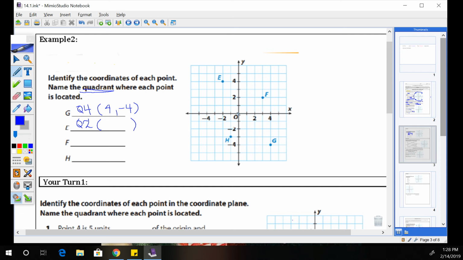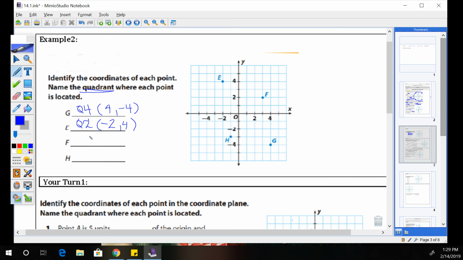I start at 0, that means I go to the left 2 units, so -2, comma. And you go up how many times? 4. Okay? Remember, the first number indicates left or right. The second number indicates up and down.